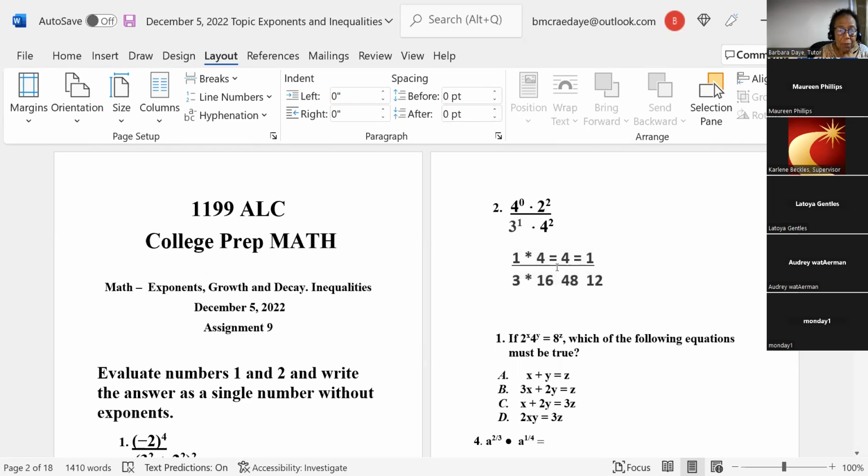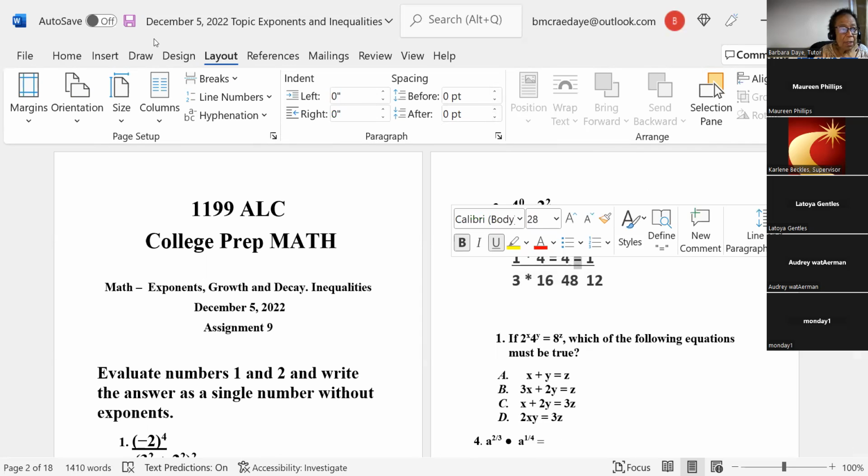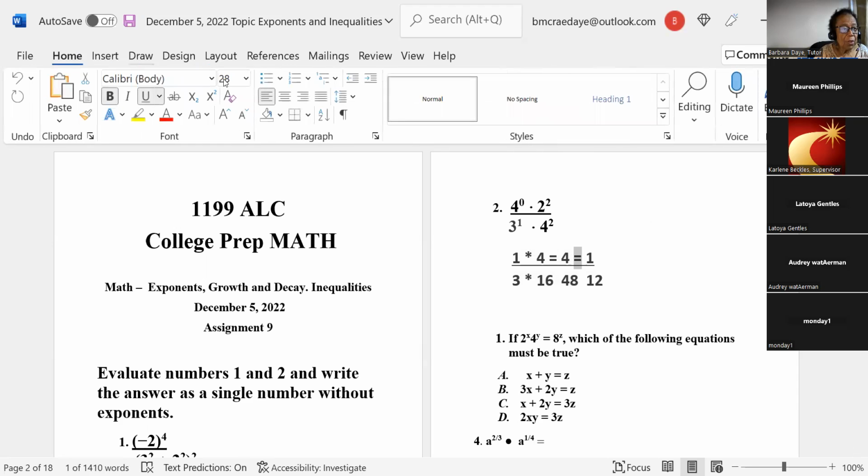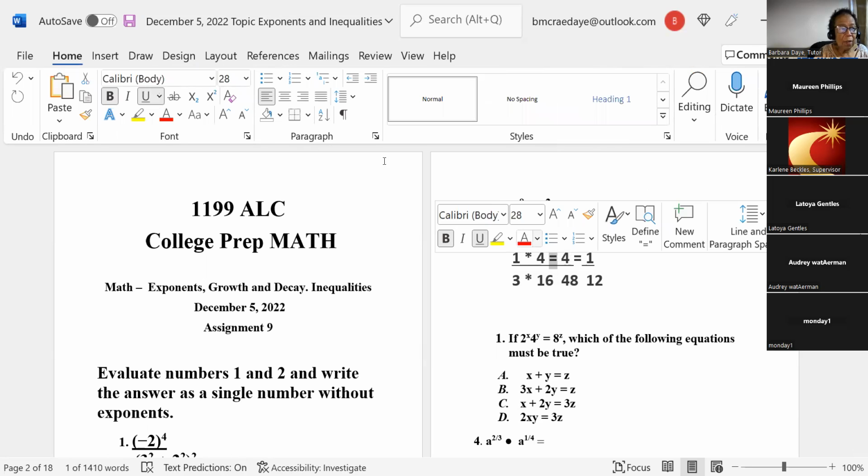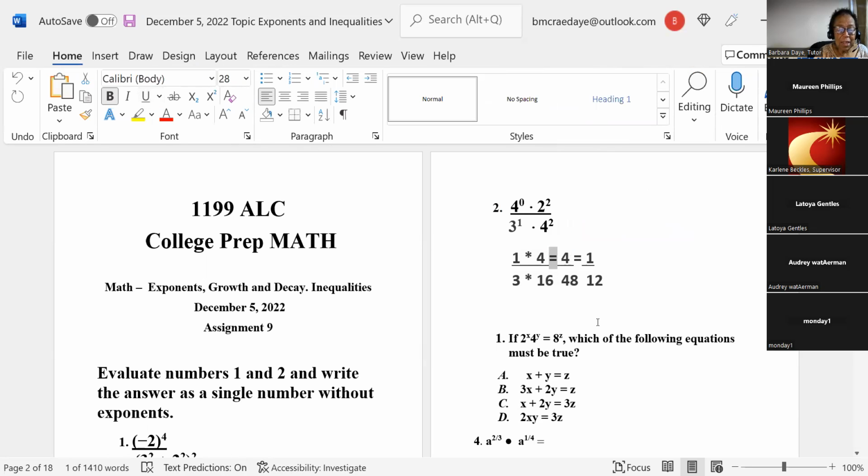Okay, here we go. We don't need the underline under the equal. I'll just put that there and take that out. And we don't need it here under the equal. And that's your answer, 1 over 12.